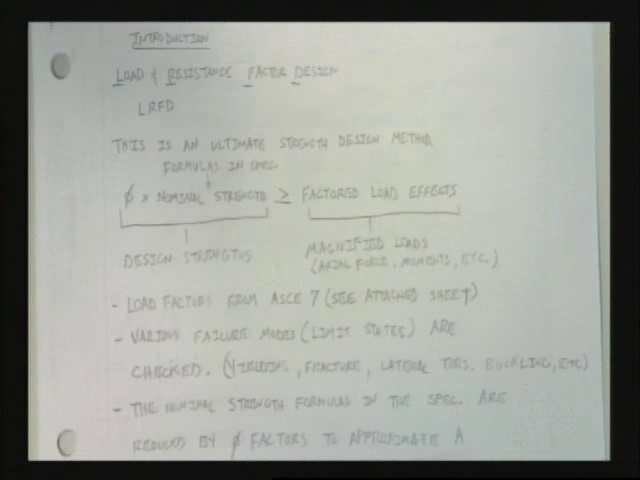Okay, in this class, we're going to solely talk about LRFD, load resistance factor design. We're not going to talk about ASD. I will talk about what the difference is between the two, and you'll find out that really there aren't any differences. There's just the way you apply the safety factor. They're all the same.